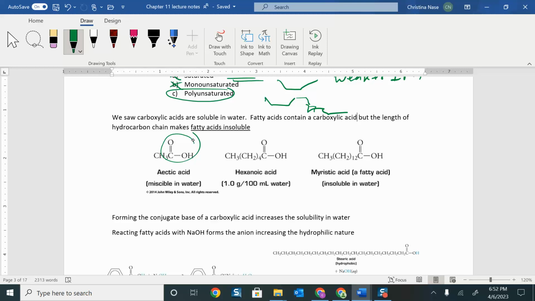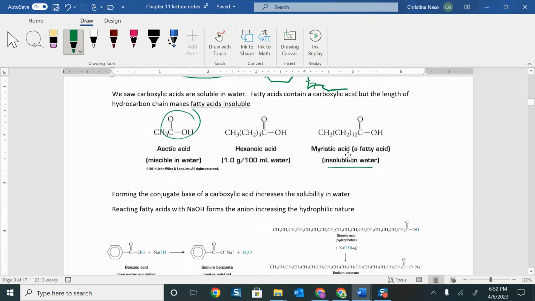And then once I get up over here to where I have 12 CH2 groups in here, plus the one that's in the carboxylic acid and the one that I'm starting with, the longer this chain gets, the more insoluble in water it becomes. And so we call this one a fatty acid. So once it's not dissolving in water anymore, we consider it a fatty acid. That tends to happen when you have 12 to 20 carbons in your chain, then that's no longer going to be very soluble.